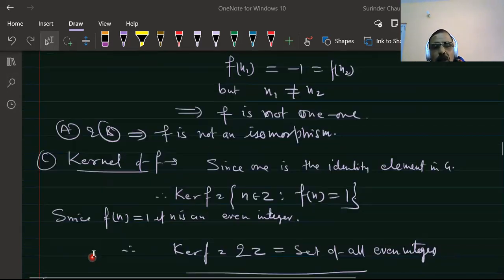Since f of n is equal to 1 for all even integers, therefore the kernel of f consists of 2Z, where Z is the integers, for all even integers.